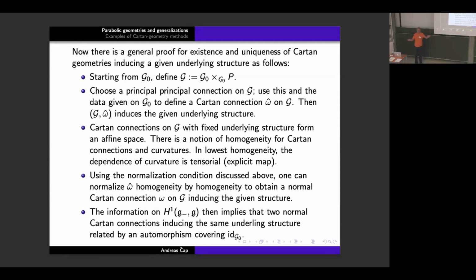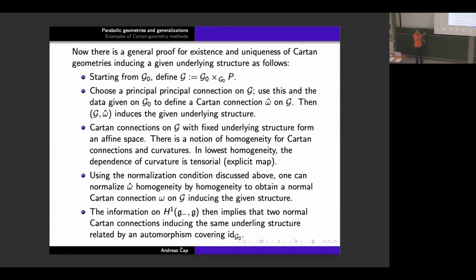You don't have to care how it was constructed. If it was obtained in some different way, you always know it will coincide with this canonical thing, because of the information on the first Lie algebra cohomology group. It implies that if you have two normal Cartan connections that induce the same underlying structure, they are related by an automorphism covering the identity downstairs. So this is the best uniqueness statement that you can hope for.